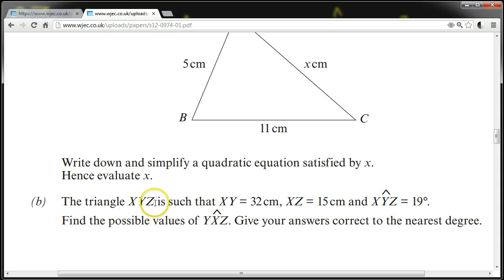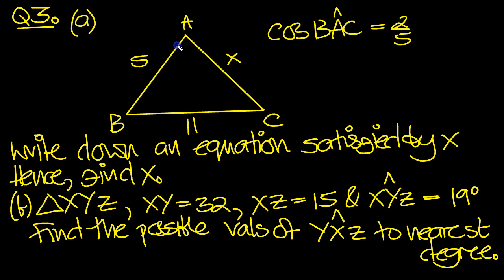B. The triangle XYZ is such that XY is 32, XZ is 15, and angle XYZ is 19 degrees. Find the possible values of the angle YXZ. Give your answer correct to the nearest degree. So let's have a look at this then. We can use the cosine rule here for part A, can't we?